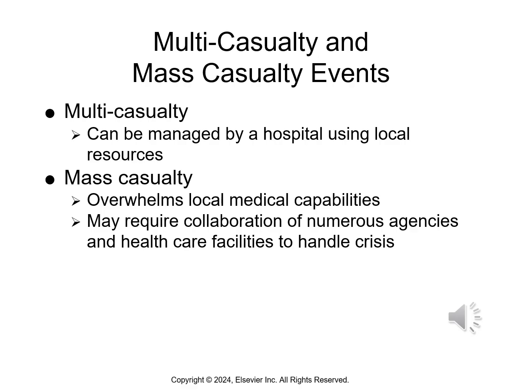In general, a multiple casualty event can be managed by the hospital using local resources. A mass casualty event overwhelms local medical capabilities and may require the collaboration of numerous agencies and healthcare facilities to handle the crisis. State, regional, and/or national resources may be needed to support the areas affected by the event. Trauma centers have a special role in all emergency preparedness activities because they provide a critical level of expertise and specialized resources for complex injury management.